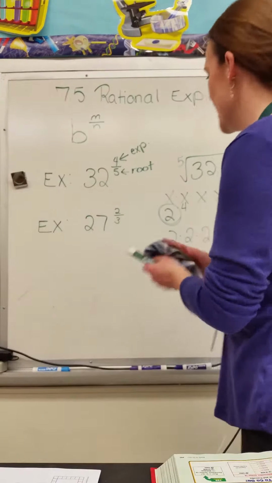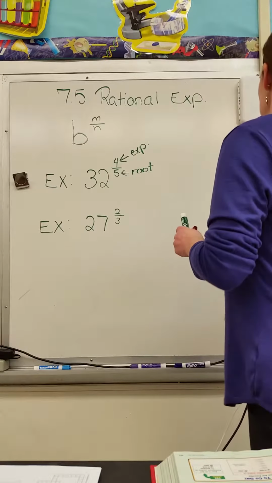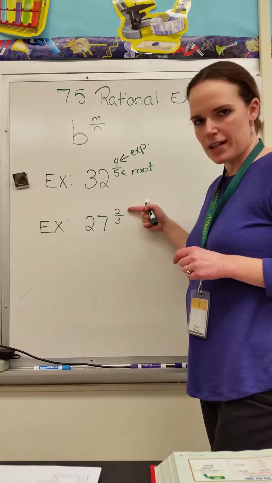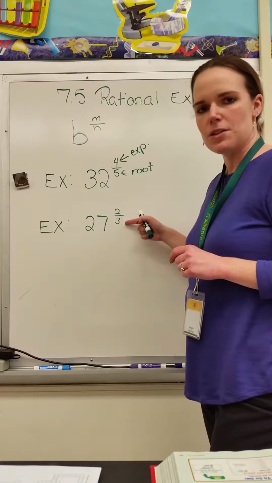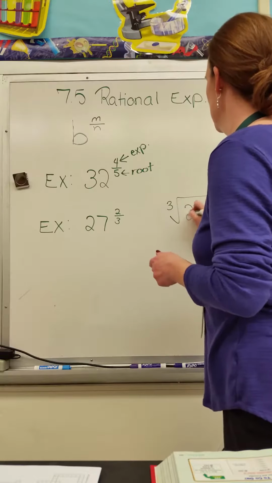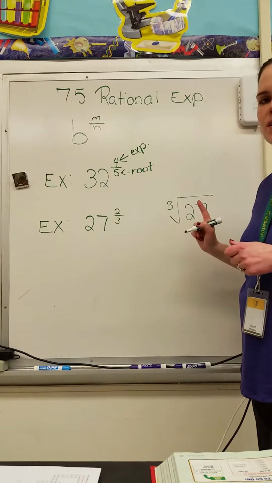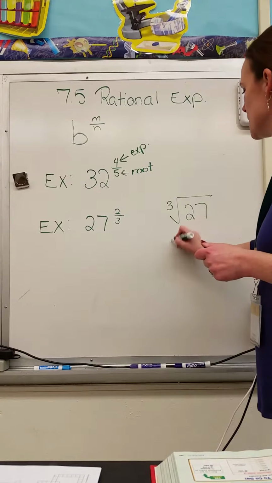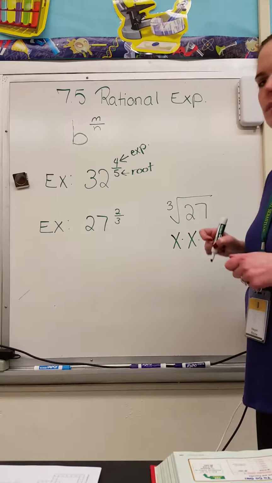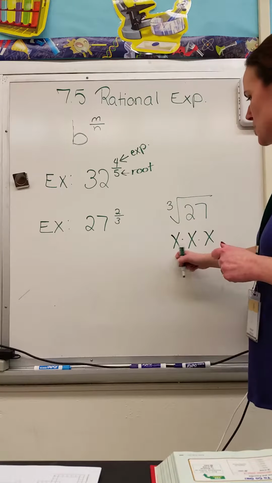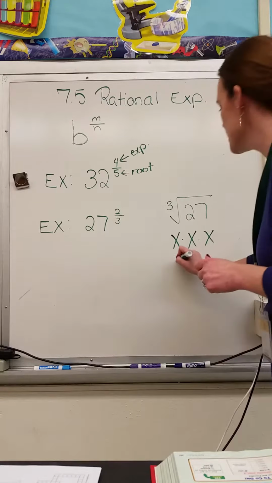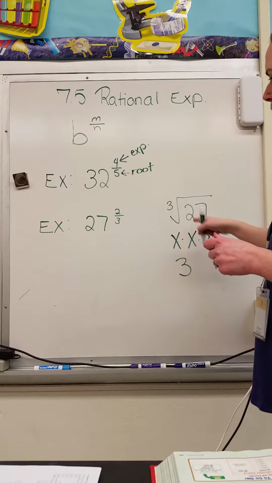Here's another example of that. This 2 is your exponent. This 3 is your root. So the first thing I'm going to do is figure out the cube root of 27. Some number times itself 3 times gives me 27. If I did 2 times 2 times 2, that would be 8. 3 times 3 was 9 times 3. Okay, so this number is 3. So the cube root of 27 is 3.